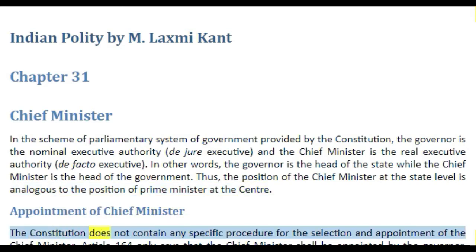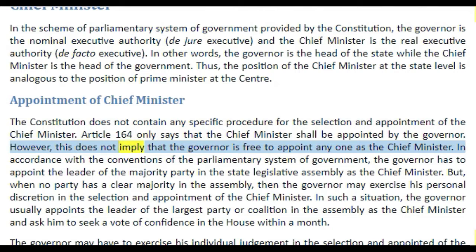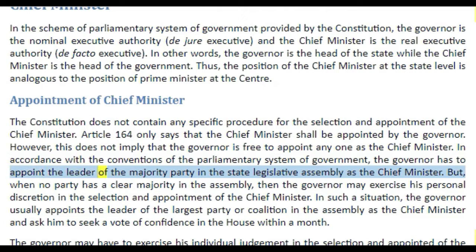The Constitution does not contain any specific procedure for the selection and appointment of the chief minister. Article 164 only says that the chief minister shall be appointed by the governor. However, this does not imply that the governor is free to appoint anyone as the chief minister. In accordance with the conventions of the parliamentary system of government, the governor has to appoint the leader of the majority party in the state legislative assembly as the chief minister.